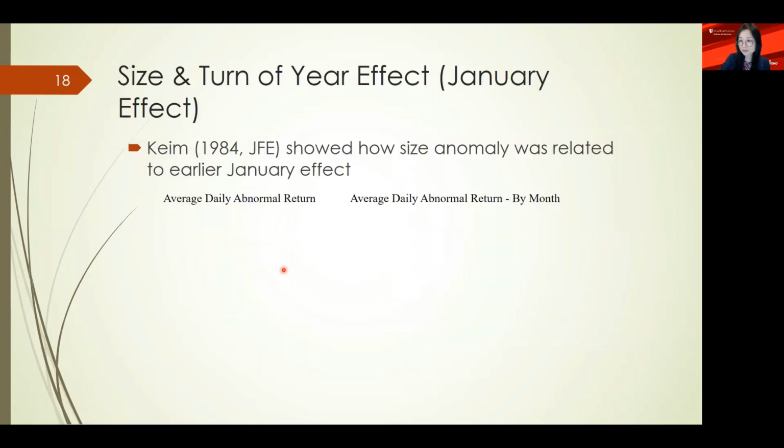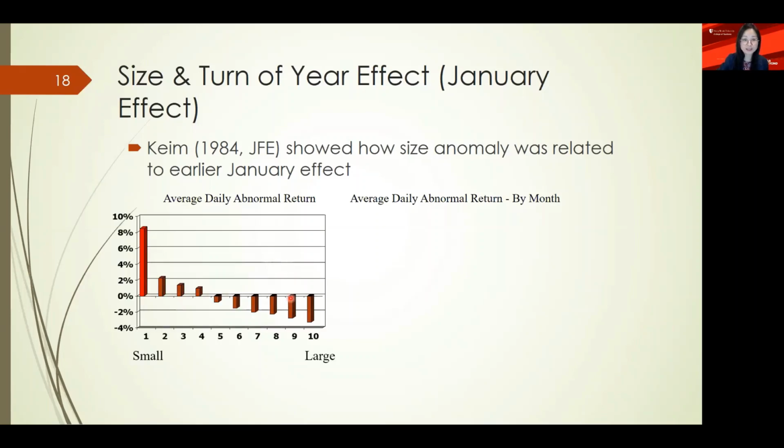getting to know this, is that small firms outperform large firms, not throughout the year. It just happens exclusively in January on average, especially the first 5 days of January, right? So this is evidence. If you look at the abnormal daily returns in the first 5 days of January, you can see small firms do way better than large firms.